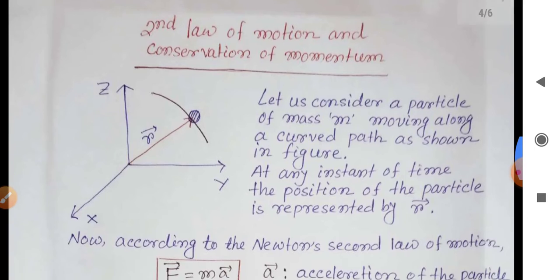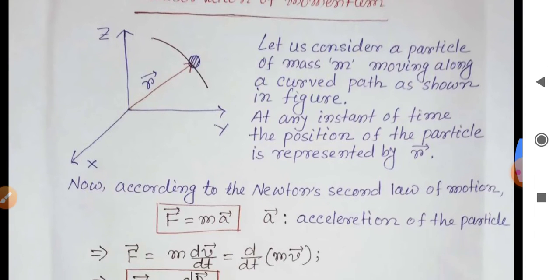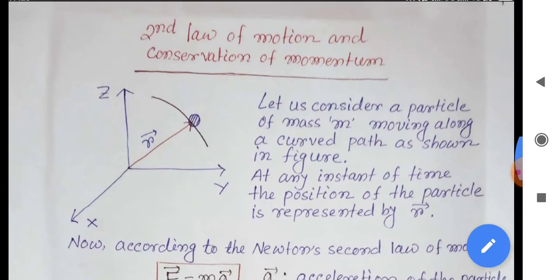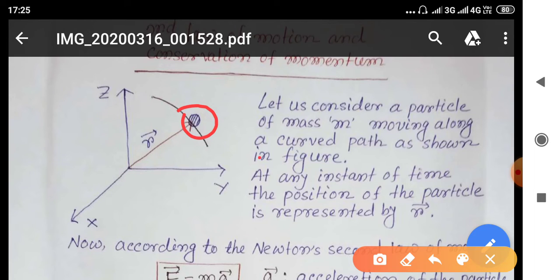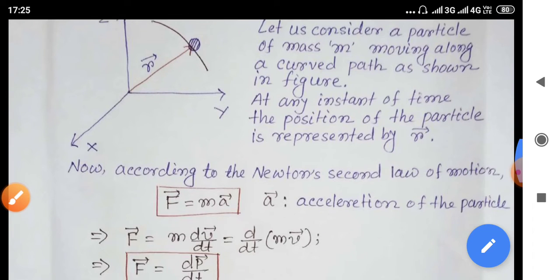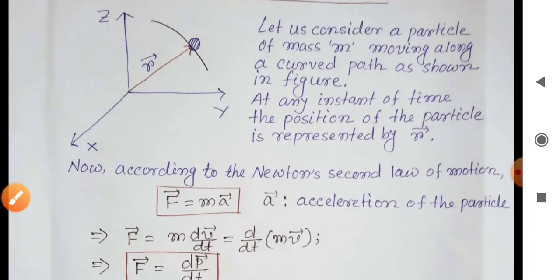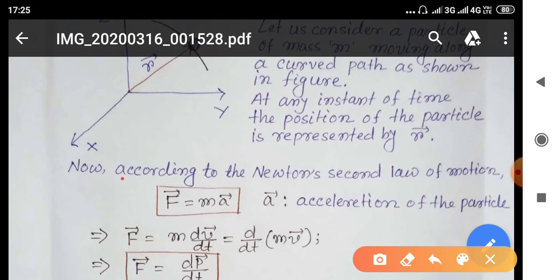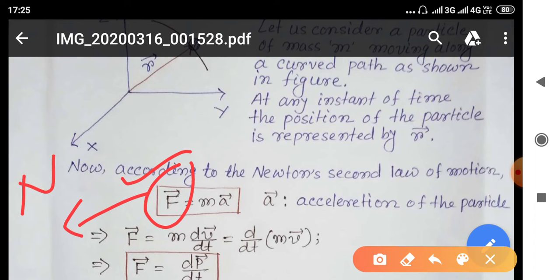Next we move to the second law of motion and conservation of momentum. For that, let us consider an object which is moving along this path. The position vector r at any time t is explicitly given in this figure. Now, according to Newton's second law of motion, the equation of motion becomes F = ma, where a is the acceleration of the object and F is the net external force applied on the object.